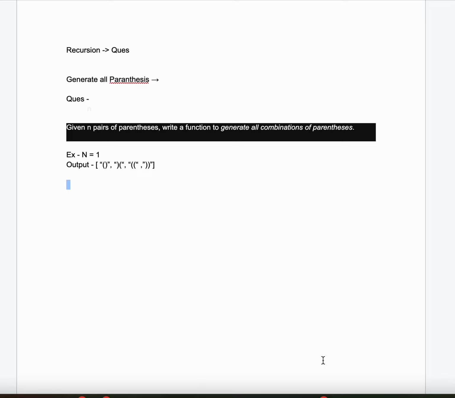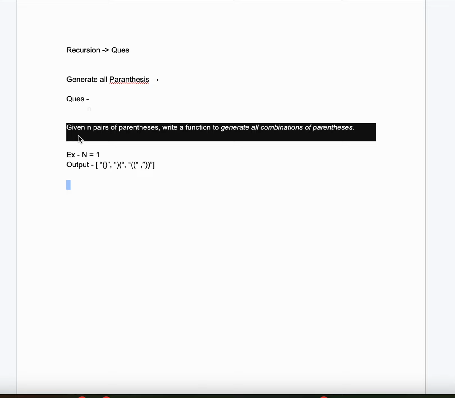Today we will solve the classic recursion problem, generate all parentheses. I will explain the idea, I will draw the recursion tree and then we will implement it. If we get time, we will test it also. Yeah, let's go. So this problem, I have written it down here.